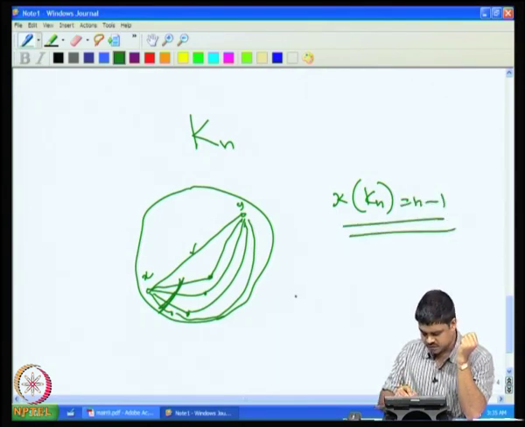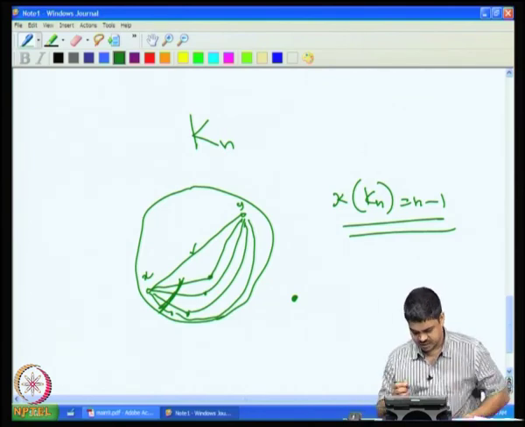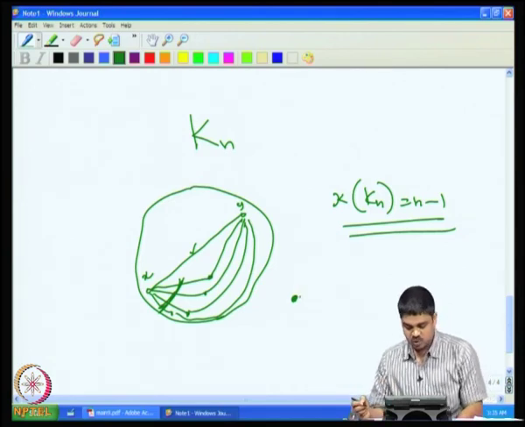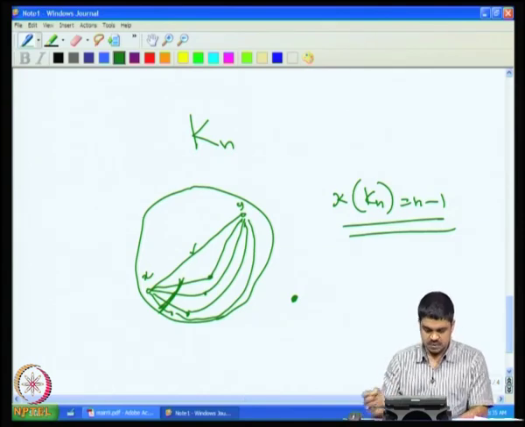So, if you have a trivial graph, just one vertex, you can take its connectivity as 1. It is by convention, because our definition of minimizing over all pairs does not make sense, as there is only one vertex here, right.